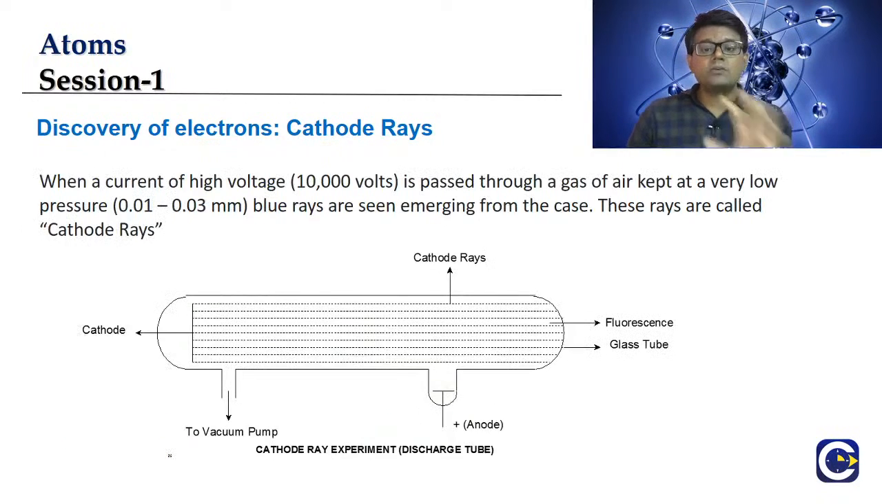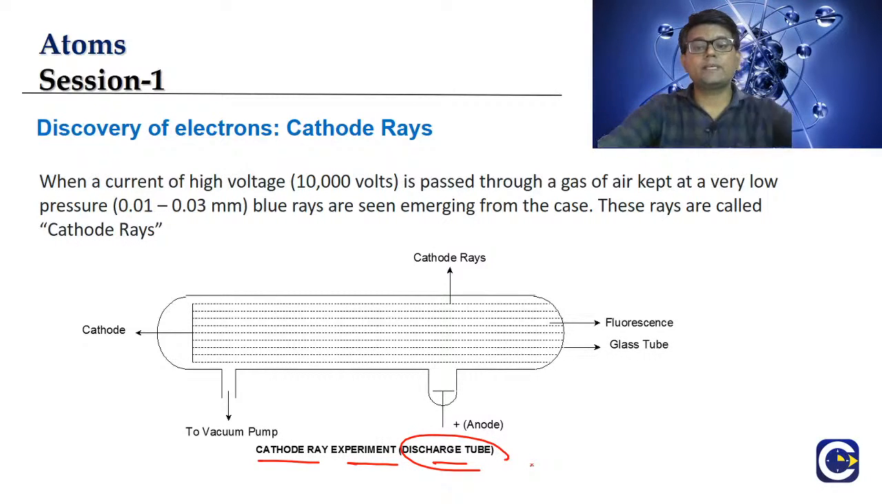Anyway, let's come back to what J.J. Thomson actually did. He performed the famous cathode ray tube experiment, which is also called the discharge tube experiment. What is the other name for the cathode ray tube experiment? It can also be called the discharge tube experiment.